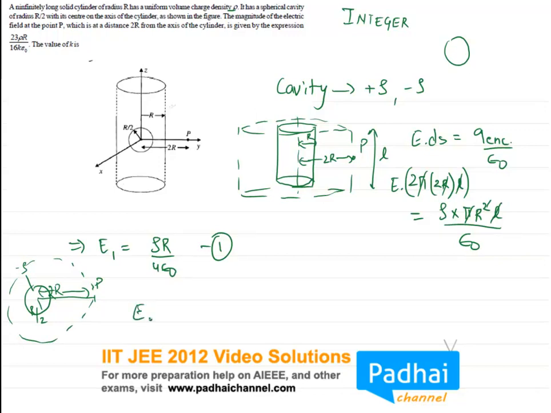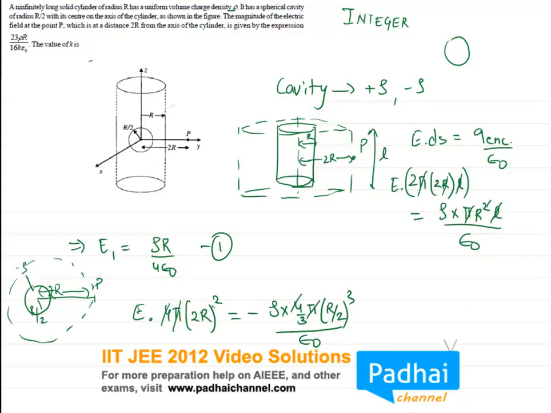That means E dot ds. What is the surface area of this Gaussian surface? That will be equal to 4 pi into 2r, that is the radius of the Gaussian surface, whole square. This will be equal to q enclosed. Q enclosed will be equal to minus rho into 4 upon 3 pi of r by 2 whole cube divided by epsilon naught, right? This will be the Gauss's law basically.